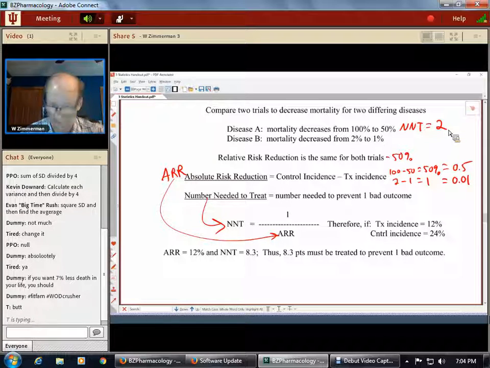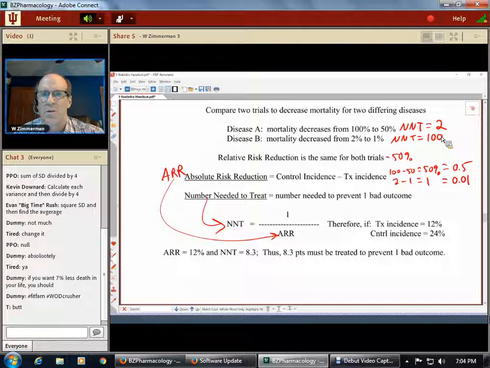On the other hand, the number needed to treat for the second group is 100. So if you're looking at which treatment works better, relative risk reduction is confusing because it looks the same. On the other hand, number needed to treat: oh, you gotta treat 100 people to save 1, or are you gonna treat 2 people to save 1? They're not equal treatments. They're not of equal value.